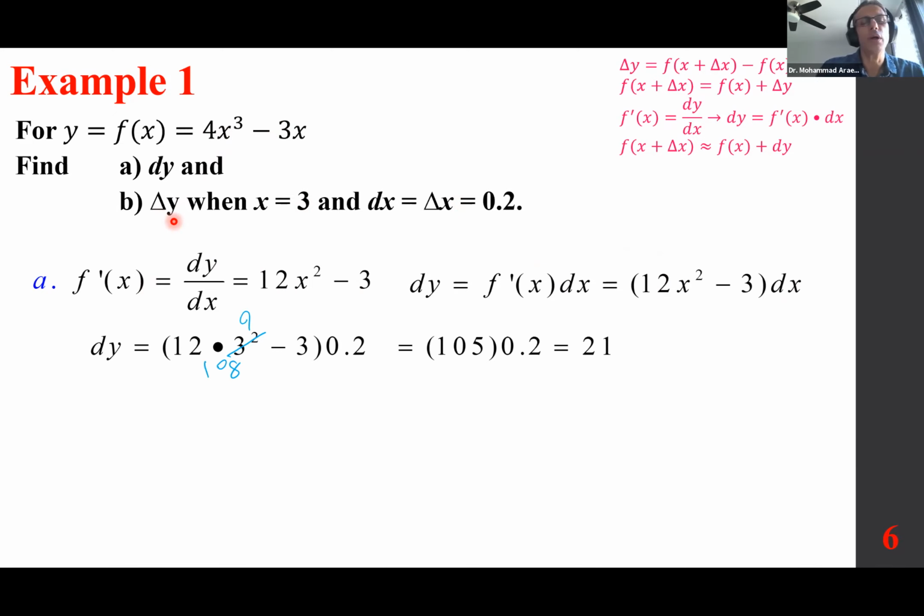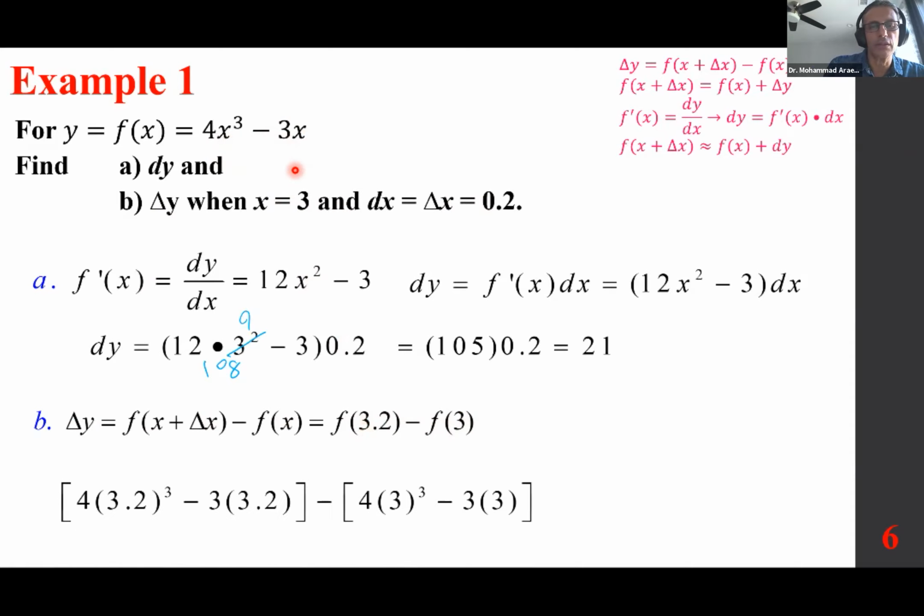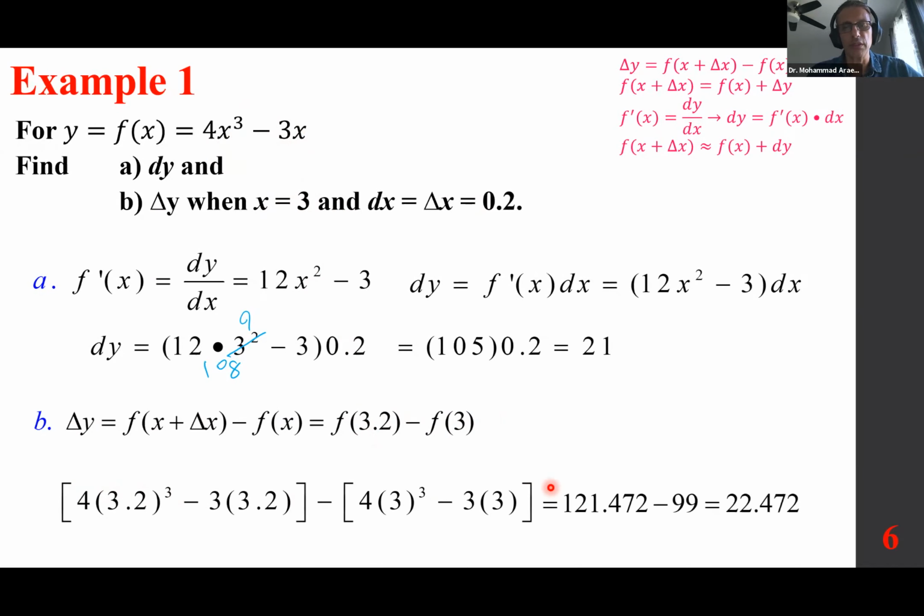To find delta y, we want f of x plus delta x, that means f of 3.2, minus f of x, that means f of 3. So first understanding this concept, then it becomes elementary algebra. Replace the x with 3.2, evaluate it. Replace it with 3, evaluate it, find the difference. I'm assuming everybody has an easy time with this calculation. So plug in 3.2, then plug in 3 and find the answer.